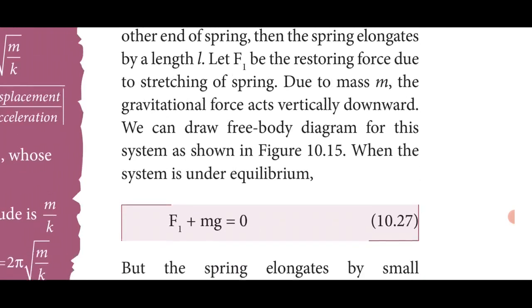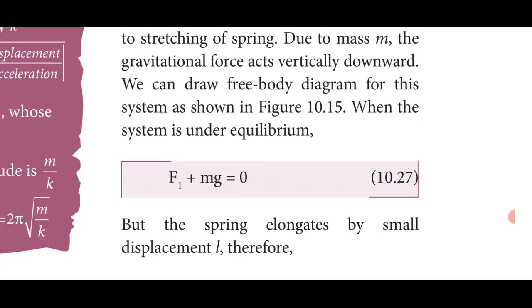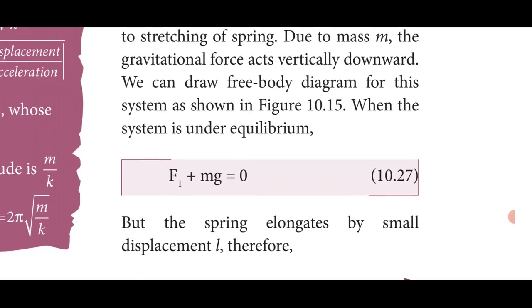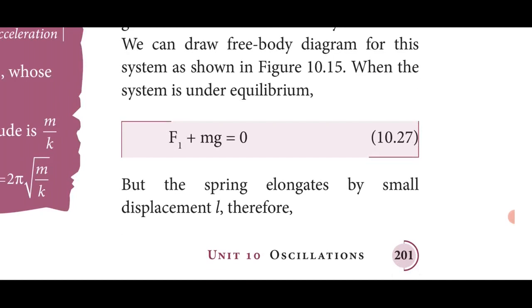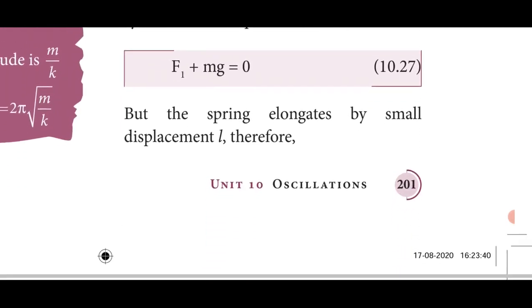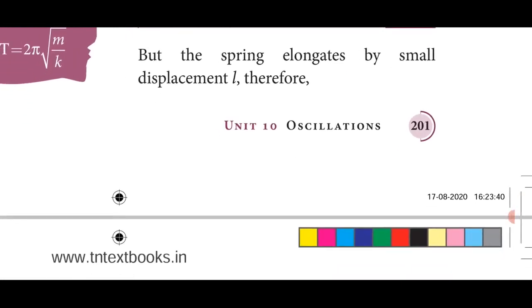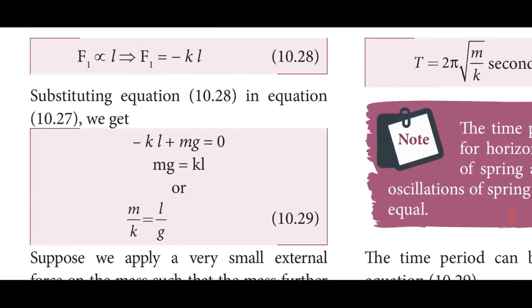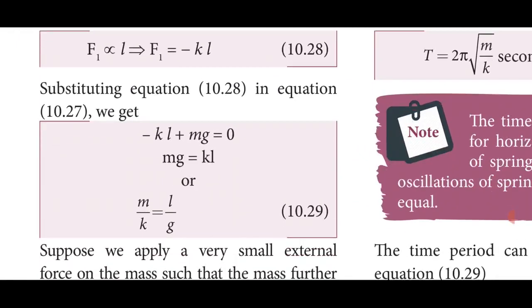If F1 is the restoring force due to the stretching of the spring due to the mass M, the gravitational force acts always vertically downward. So we can draw the free body diagram for this system. When the system is in equilibrium, F1 plus mg is equal to 0. The spring elongates by a small displacement L, so F1 is proportional to L. So F1 is equal to minus KL.